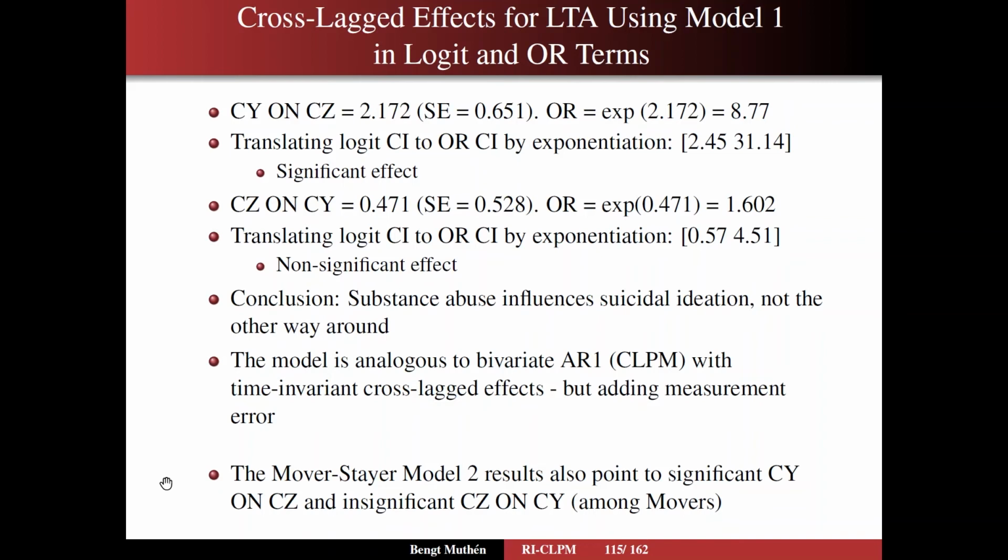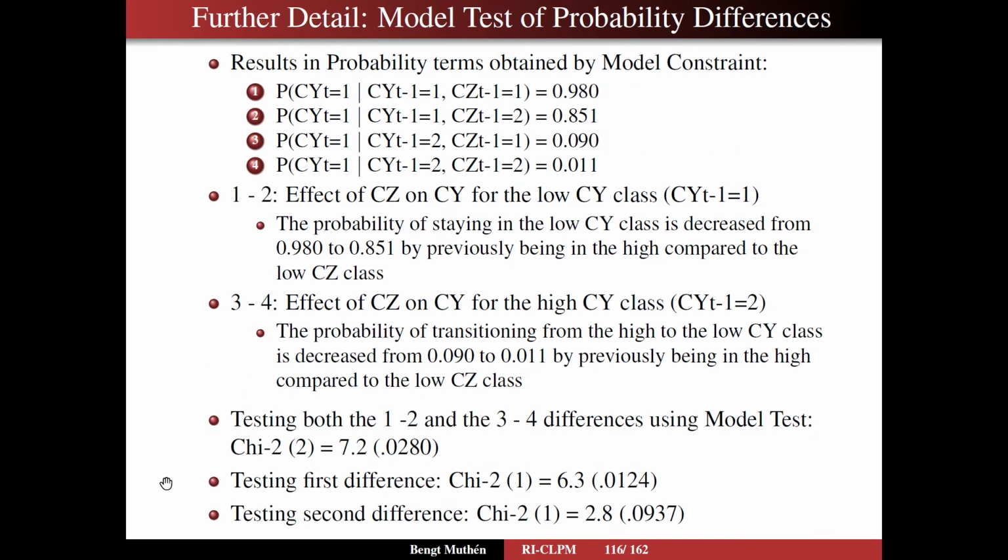Now you can go further and take a look at more detailed aspects of this analysis on slide 116. So first, let me say that in this case, we talk about class membership having values 1 and 2. So not 0, 1, but 1 and 2. So 1 is the low class and 2 is the high class. So we can look at 4 different probabilities here. If you talk about the probability now for Y being in the low class as a function of Y's previous latent class membership, 1 or 2, and Z's previous latent class membership, 1 or 2.